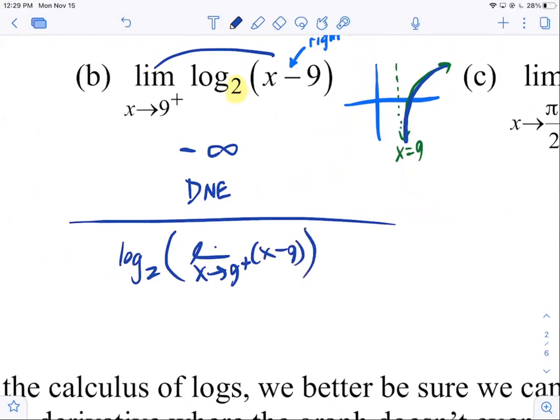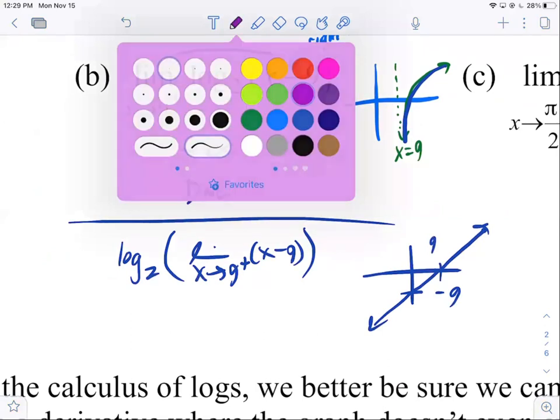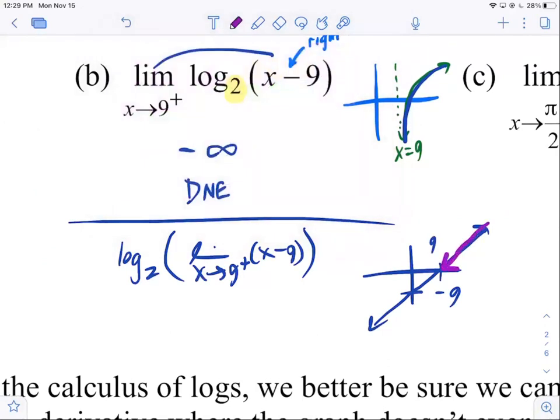All right. Now, let's think of that. X minus 9, you have to know what the graph looks like, right? Here's negative 9. The slope is 1. We're approaching 9, which is right here, from the right-hand side. So as we approach 9 from the right-hand side, we're approaching 0 from what side? Above or below? Above. And remember, that translates into, when it becomes the input, the limit as x approaches 0.